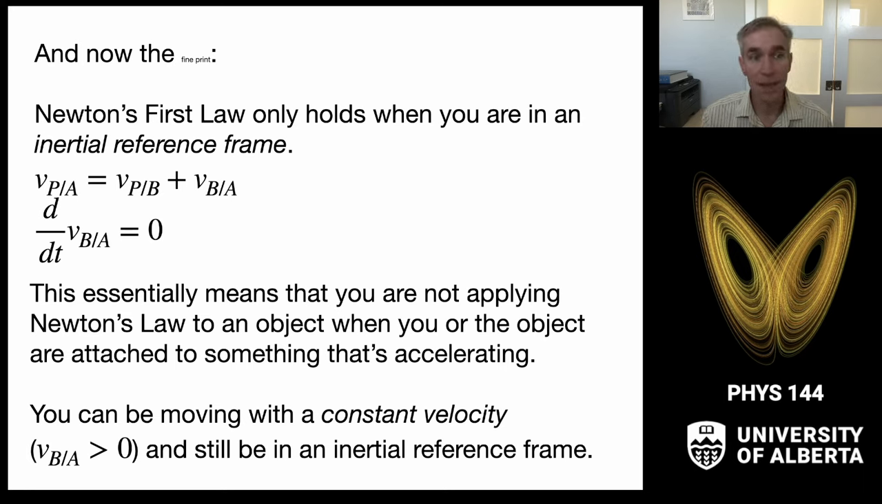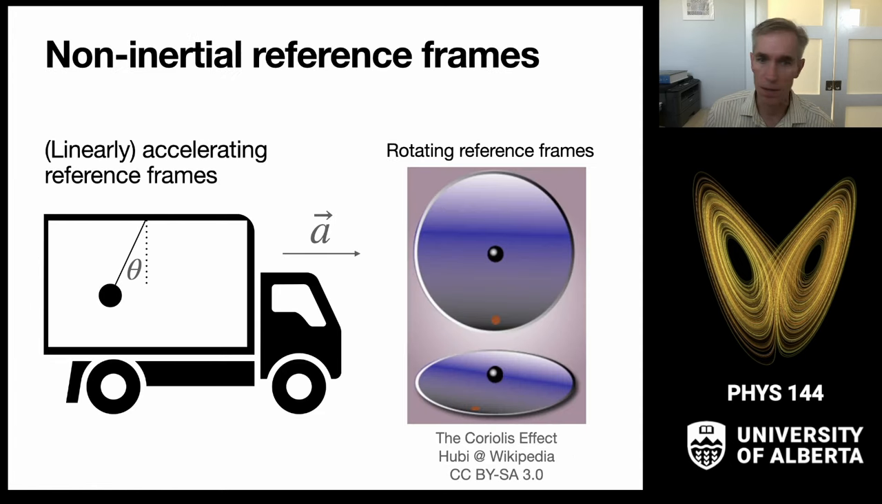And it comes with some fine print that we kind of implied in the previous videos, which is this only works if you are in an inertial reference frame. If we're studying these objects with respect to, say, a stationary frame of reference on the Earth, there can be no acceleration between your reference frame and the stationary frame of the Earth or the universe. And so you don't apply Newton's law to an object when you or the object are attached to something that is accelerating. If you are moving with a constant velocity, you're still in an inertial reference frame, but it's good to define inertial reference frames by identifying the things that aren't.